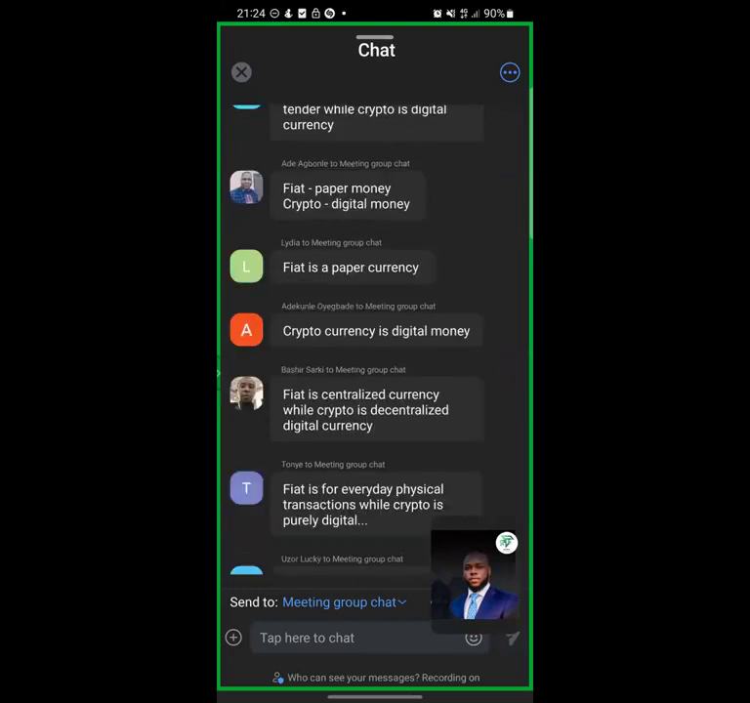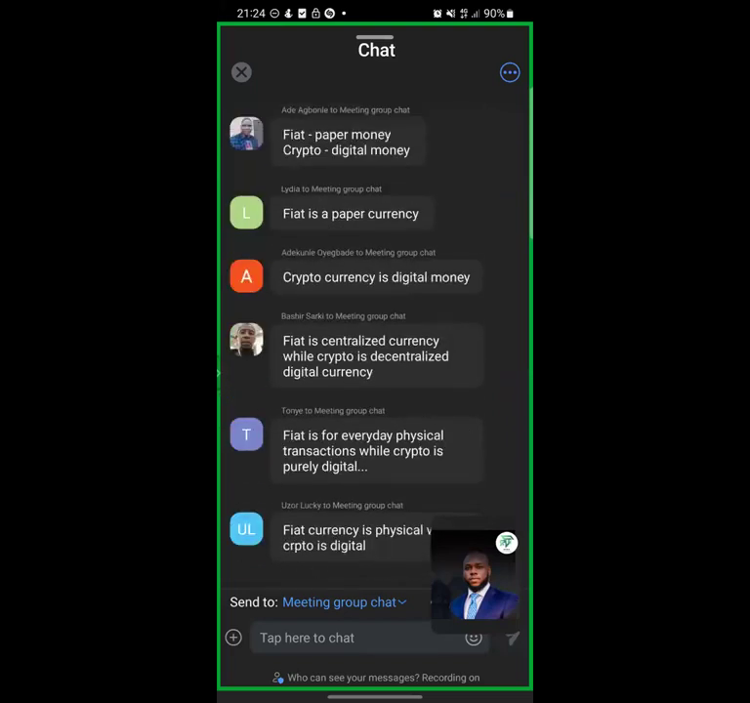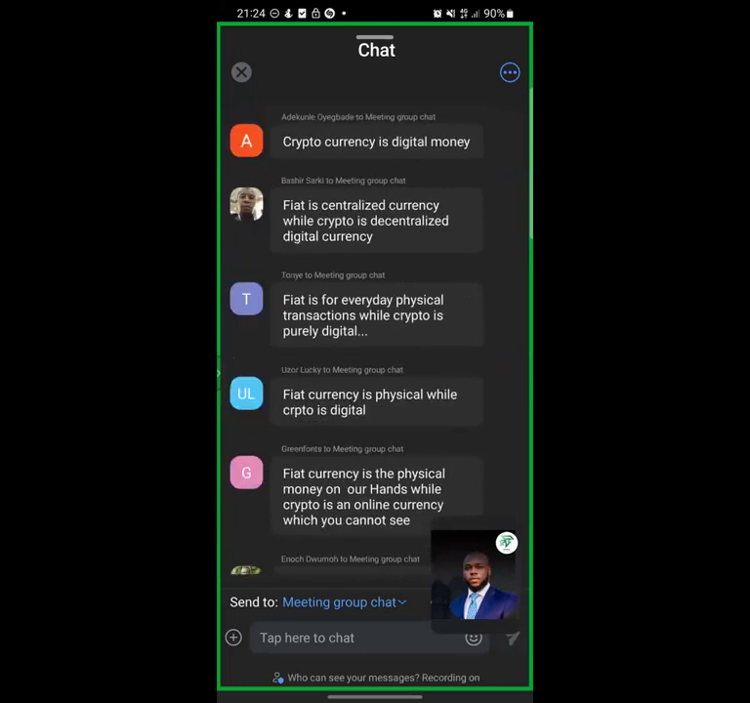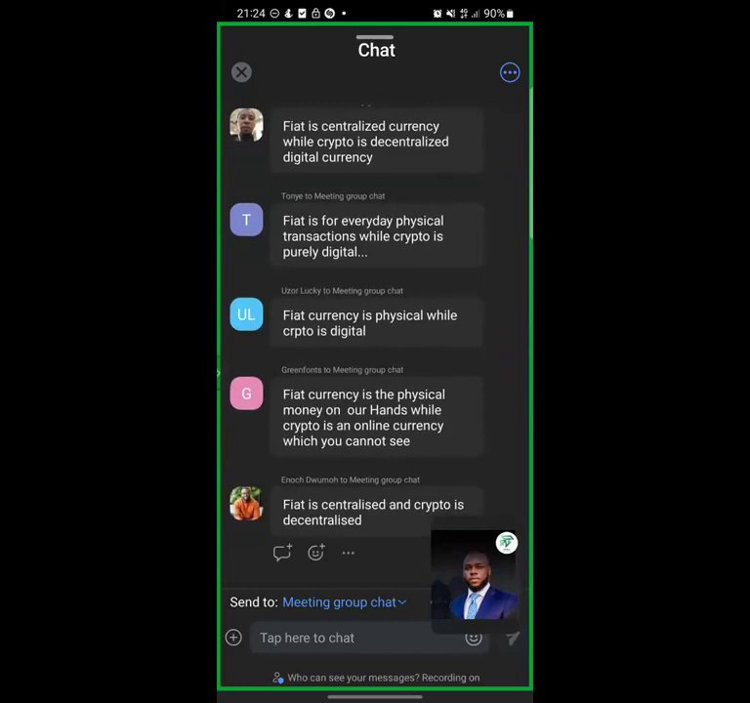It depends on the kind of hold you're talking about. If you mean physically, then you are correct. But if you mean in terms of keeping, then you're wrong. Fiat is for everyday physical transactions, while crypto is purely digital. Next says fiat currency is the physical money in your hands, while crypto is an online currency which you cannot see. I'm sure you're trying to say you cannot touch.